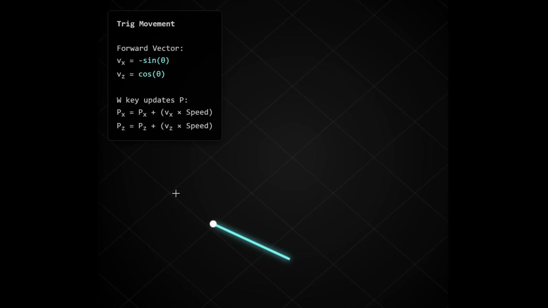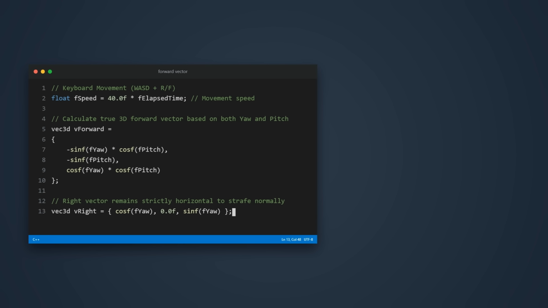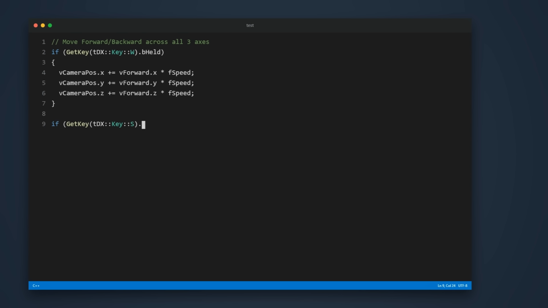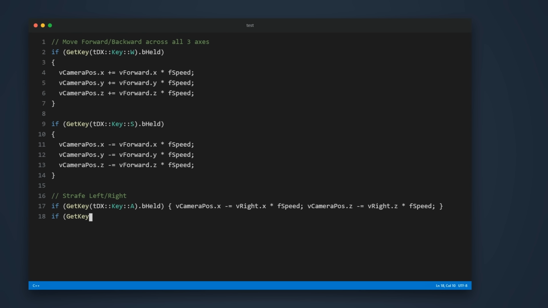To find the exact 3D coordinate our crosshair is pointing, we have to combine our angles. Our x movement is sine yaw times cosine pitch. Our y is minus sine pitch, and our z is cosine yaw, cosine pitch. It looks intense, but it just creates an invisible mathematical arrow of length 1, pointing exactly where we are looking. Pressing W takes that arrow, multiplies by our speed, and adds it to our camera position. Pressing S, subtract it. For strafing left and right with A and D, we'll calculate a right vector.